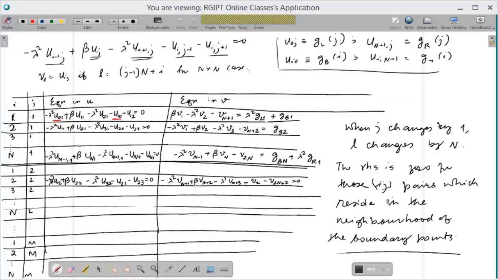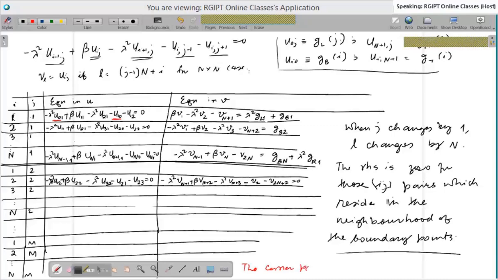Okay. So the corner points do not affect the solution inside. Okay. By corner I mean where the boundaries meet.